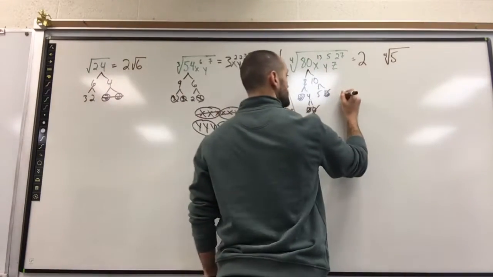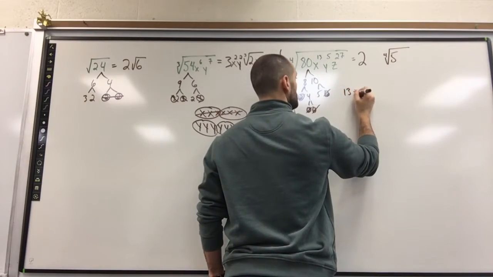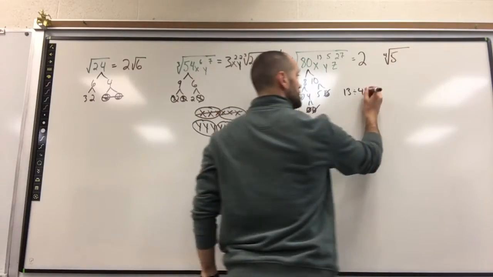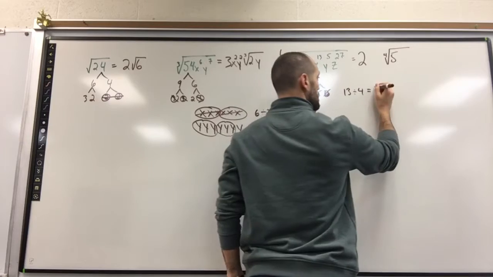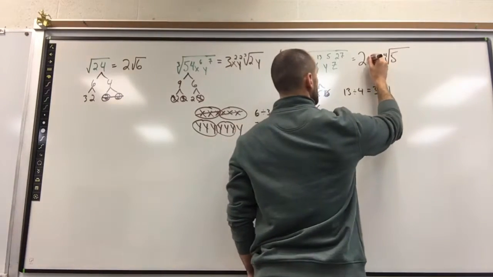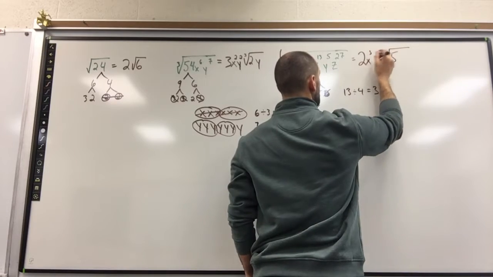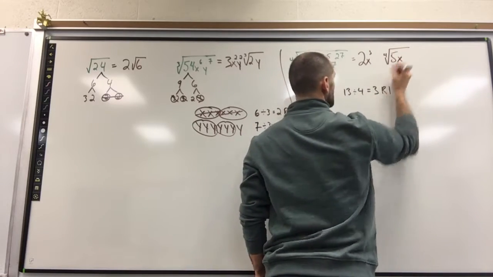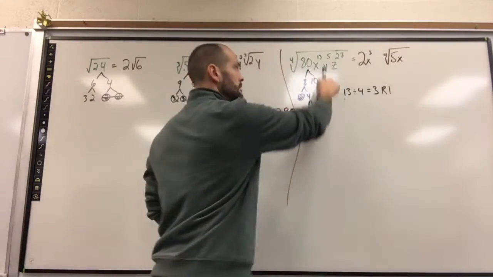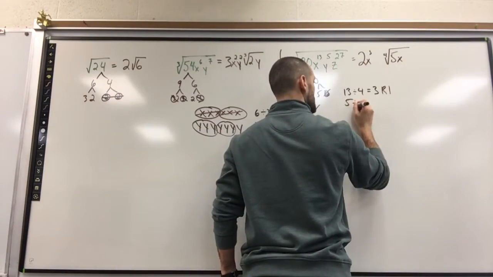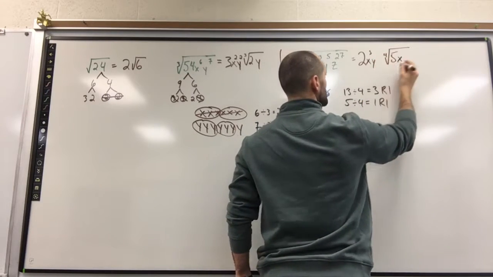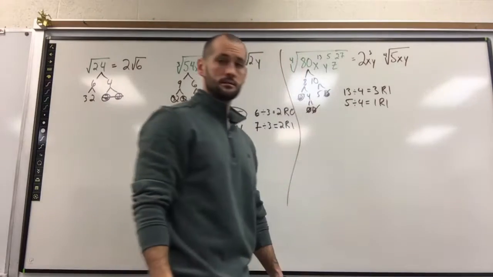For the x, it's going to be 13 divided by 4. Notice inside exponent divided by index. 4 goes into 13 3 times with 1 remaining. So that means x will have an exponent of 3 on the outside with a single x remaining inside. Isn't that nice and fast? It goes quick. Y: 5 divided by 4. That's 1 remainder 1. So one y on the outside, one y on the inside.